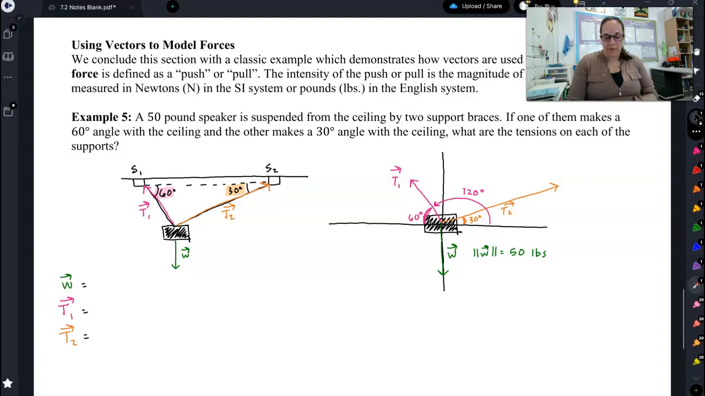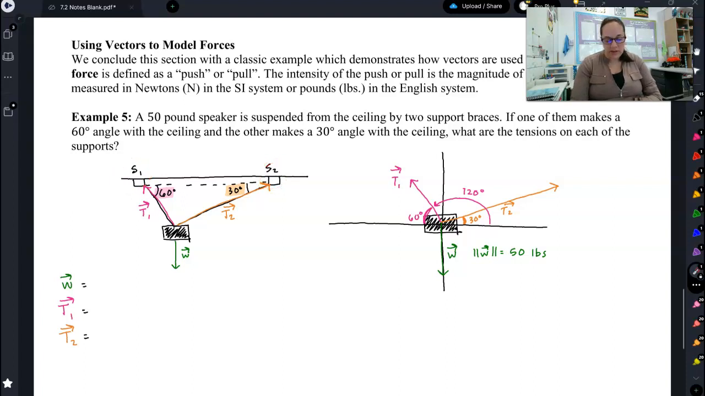Let's look at this story problem. Okay, we have a 50-pound speaker. Here's my 50-pound speaker, suspended from the ceiling by 2 support braces. So I have support brace 1 and support brace 2.